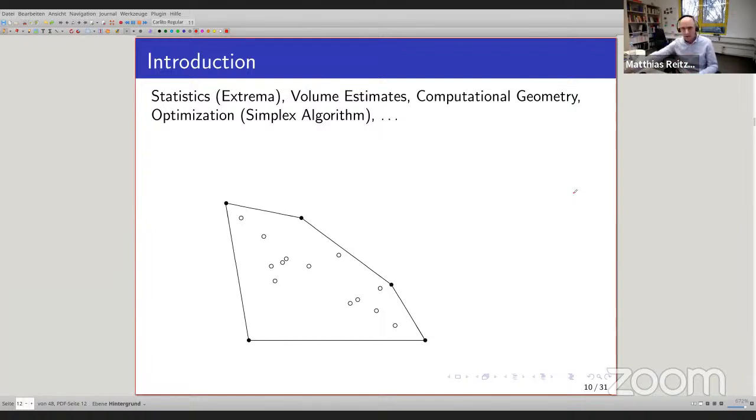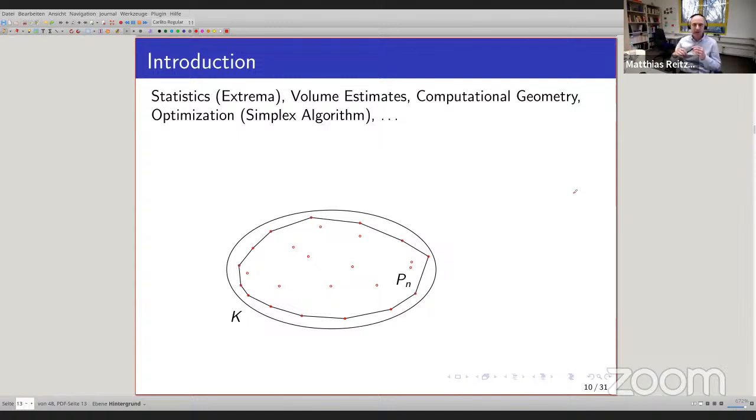Then clearly, if you choose random points inside a convex set K, this gives you a possibility to get a volume estimate. Think of K as being a very complicated convex set. And when you choose a random polygon or polytope in higher dimensions inside, then you have the possibility to compute the volume of this polytope. Clearly, this volume of Pn is always smaller than the volume of K or the area of K, and you are interested in the error which you make in this kind of volume estimation. And this touches the question about computational geometry, how to compute the volume of a polytope or of a polygon.